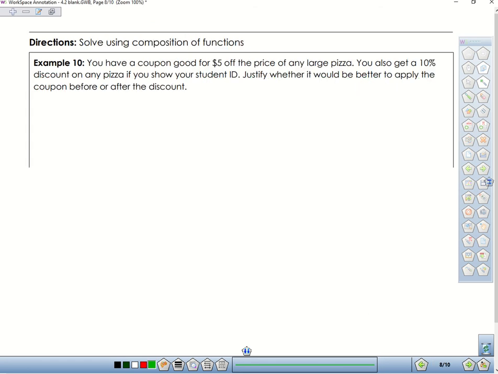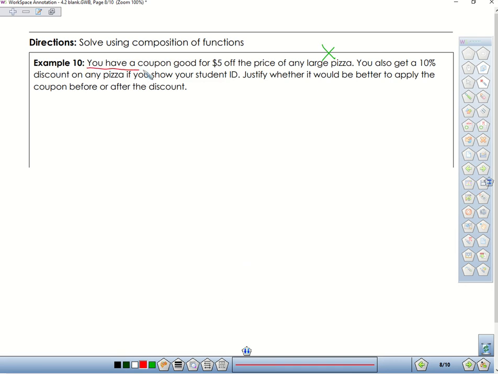So now we're going to do a composition of functions word problem. You have a coupon good for $5 off the price of any large pizza. Let's call the pizza X. And you also get a 10% off discount on the pizza if you show your student ID. Justify whether it would be better to apply the coupon before or after the discount.